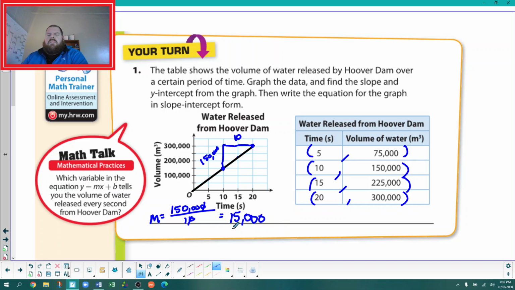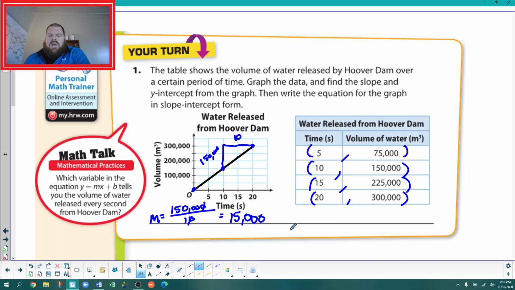15,000. And again, what does that mean? That means 15,000 cubic meters of water for every second. That's actually pretty quick, but it doesn't really matter. And then I think we can go with that guess of the y-intercept being 0. That's a pretty safe bet.